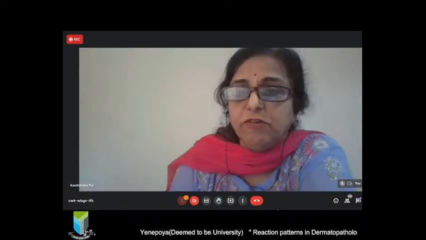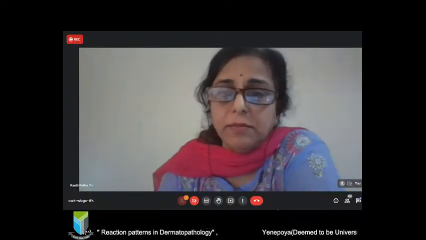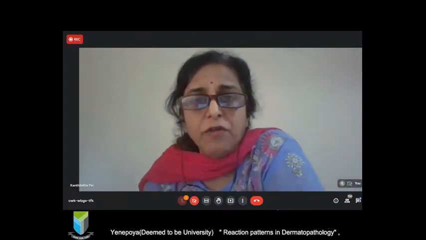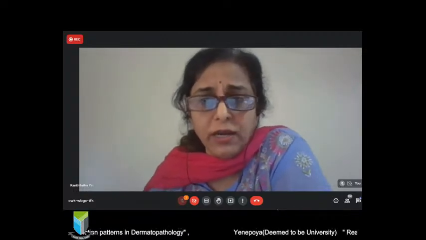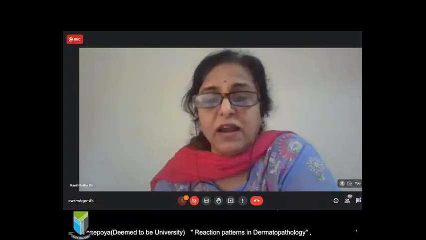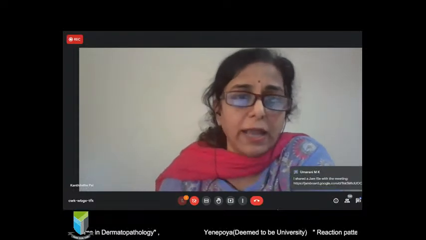So normal basket weave pattern, spongiosis, spongiotic vesicles, and in the dermis you will see papillary dermal edema and the presence of inflammation, which is predominantly eosinophils. So that's the feature of acute spongiotic dermatitis. Now as it progresses, the epidermis starts becoming thicker, the edema becomes less, and it starts showing hyperkeratosis.